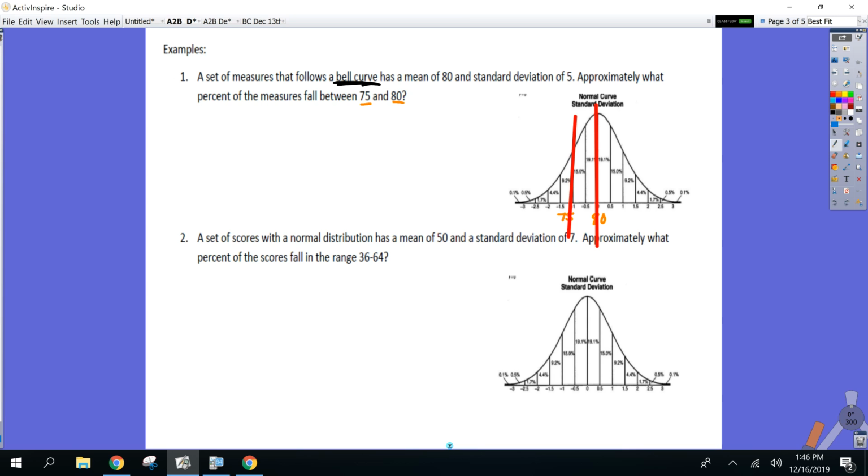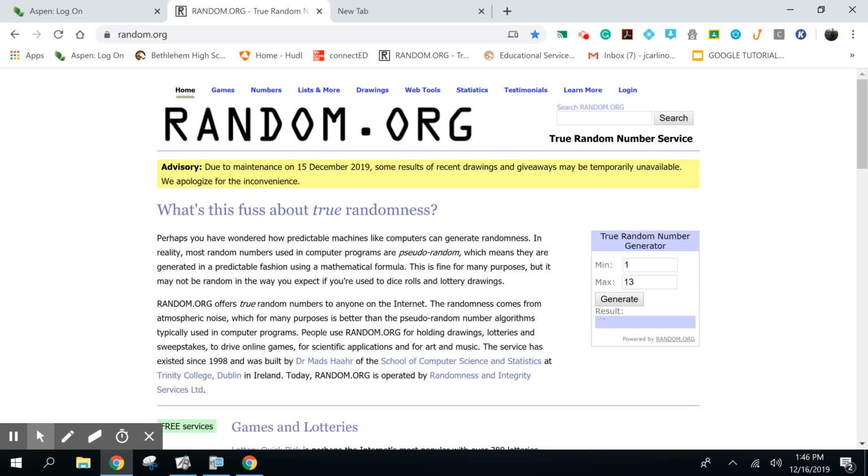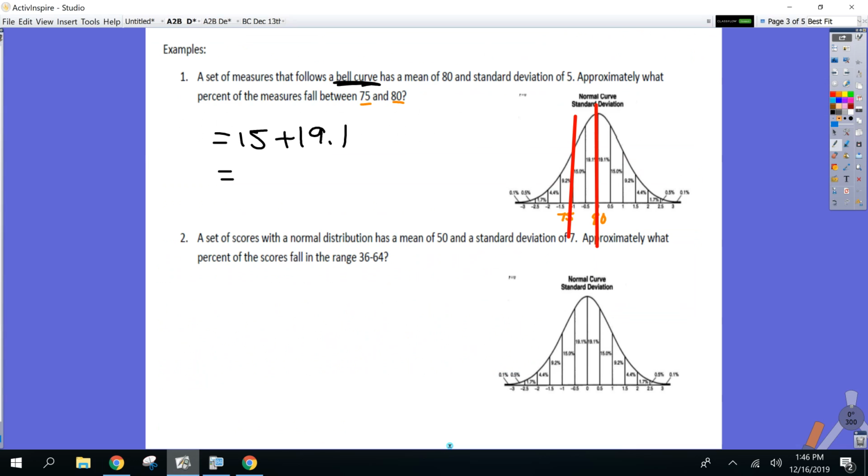So what is that, 15 plus 19.1? What percent of kids fell between there? 34.1% of the kids who took the test got between those two grades.